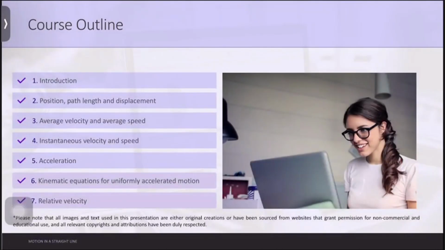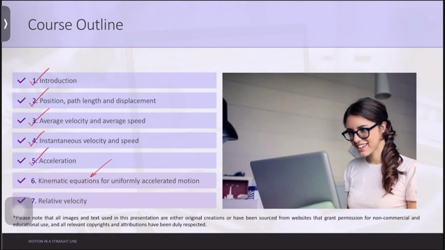Right now we are on the sixth point, that is kinematic equations for uniformly accelerated motion. Before this, we completed the introduction, position, path length, and displacement. Then average velocity and average speed were explained. The instantaneous velocity and speed were also explained, and acceleration has been explained quite clearly.